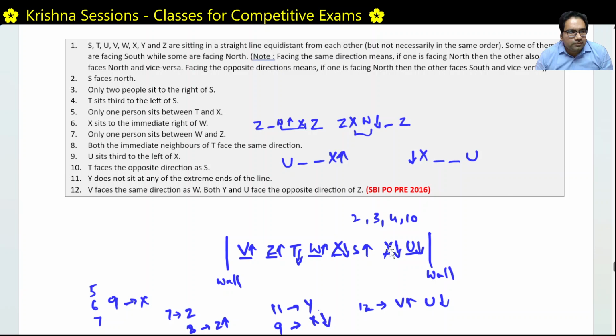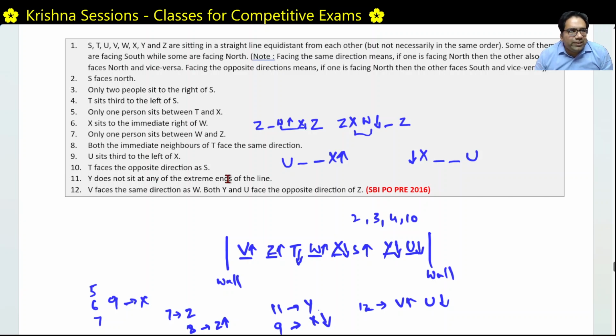After that, we had taken the same conditions again to derive W, Z, X and U, right? And then, as per condition 8, which says T's neighbors should face in the same direction, we have derived the direction of W and Z. Because X has to sit to the right of W, that's how we derived W's direction, and similarly Z and W's direction also. They have to be in the same direction.